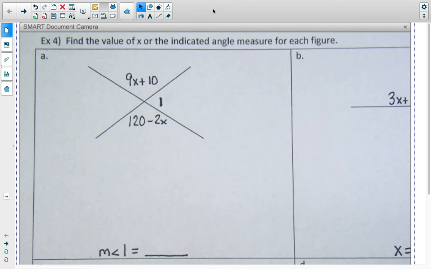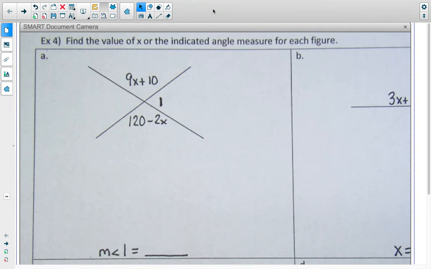Y'all. Today we are going to use our knowledge of special angle pairs to help us find angle values. So yesterday we took a look at 6 different types of special angle pairs. We have vertical angles, same side interior angles, alternate interior angles, corresponding angles, alternate exterior angles, and linear pairs.